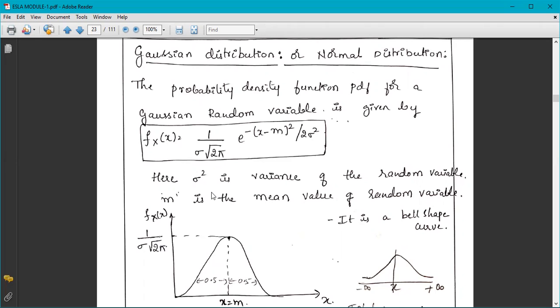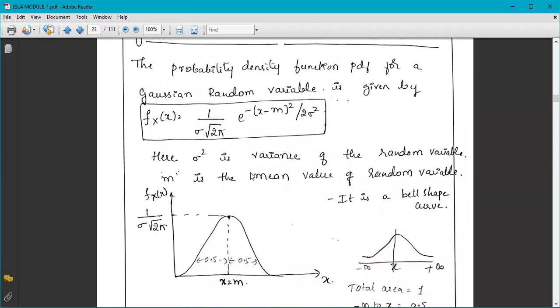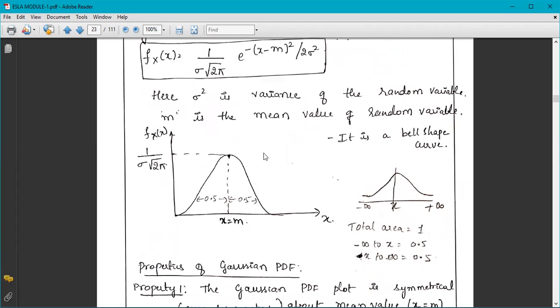Here sigma square is the variance of the random variable, and m is the mean value of the random variable. It is a bell-shaped curve. The Gaussian distribution curve is a bell-shaped curve, and the upper limit of the bell shape is 1 by sigma into root 2 pi. This is the center, the mean value, x is equal to m.